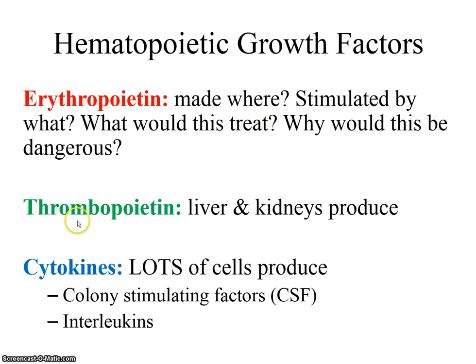Thrombopoietin, so thrombocytes, platelets. The liver makes that. Liver and kidneys produce this compound, and it's going to, again, target the red bone marrow. And this would help manage the number of platelets or thrombocytes. Cytokines are made by a lot of cells. The two that we want to just remark on are colony-stimulating factors and interleukins. These are groups of chemicals again. And these would then, of course, stimulate red bone marrow as well as lymphoid tissues.